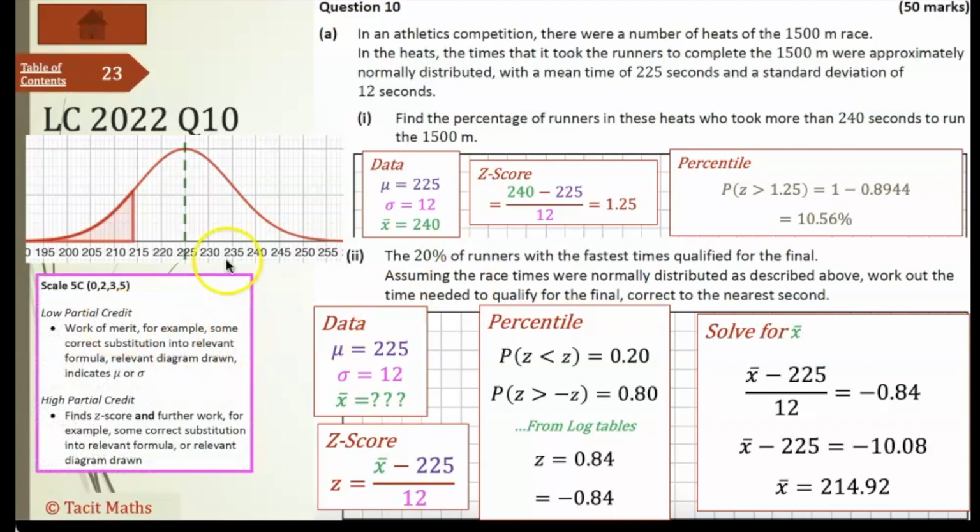And if you look at the marking scheme, even though part 1 was a lot easier, that was worth 10 marks, whereas part 2 was only worth 5 marks. So even though it's a much more challenging question, it was only worth 5 marks.